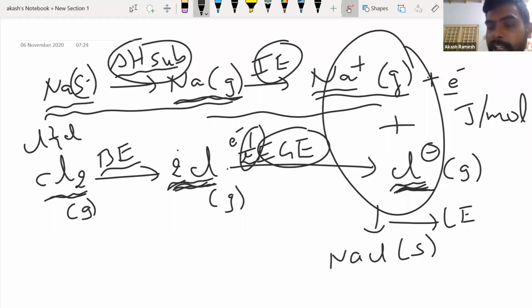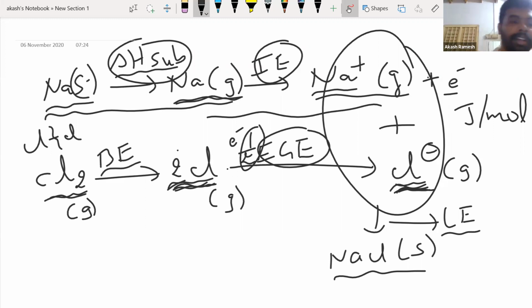Now Na plus is formed, Cl minus is formed. They're going to form the crystal of NaCl solid. Obviously, some energy is going to get released, and the enthalpy associated here, just as I told you, is the lattice enthalpy. You can speak either in terms of making the crystal or breaking the crystal. Now we are speaking in terms of making the crystal, so the energy released is my lattice enthalpy.